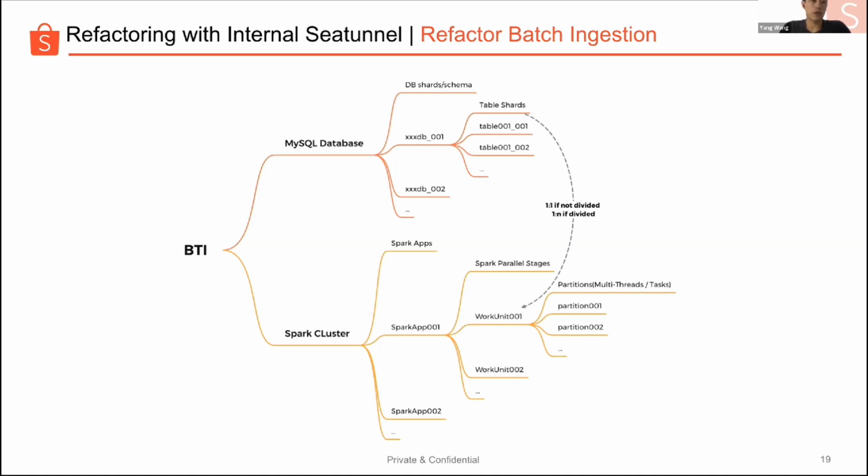A single Spark application is related to a sub-database, also called a schema, and a sub-database usually contains many table shards. If there is no data skew, meaning no division is needed, a subtable is synced by one work unit. Otherwise, it will be synced by multiple work units. And a Spark parallel stage can raise multiple threads to execute the syncing.